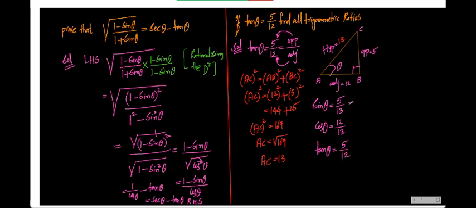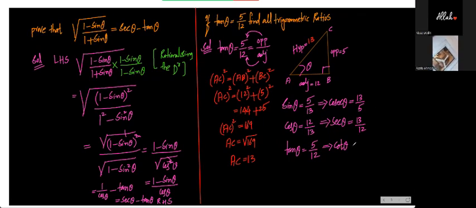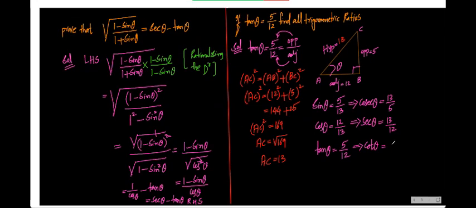Now if you want to find cosecant theta, it's just the reverse of sin theta, 13 by 5. Sec theta is just the reverse of cos theta, the reciprocal. This is 13 by 12. Cot theta is the reverse of tan theta. This is 12 by 5. So all the trigonometric ratios are over.